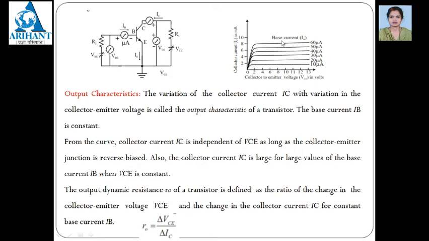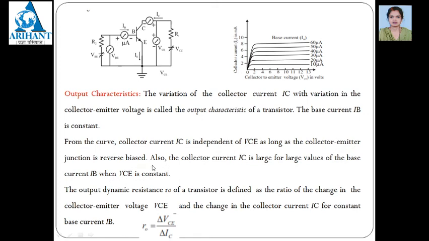While drawing the characteristics, consider base current IB constant and then draw the graph between VCE, that is output voltage, and collector current IC. If you see this curve, collector current IC is dependent on VCE as long as the collector emitter junction is reverse biased. You can see here this is increasing and then remaining constant. This is also increasing and remaining constant.